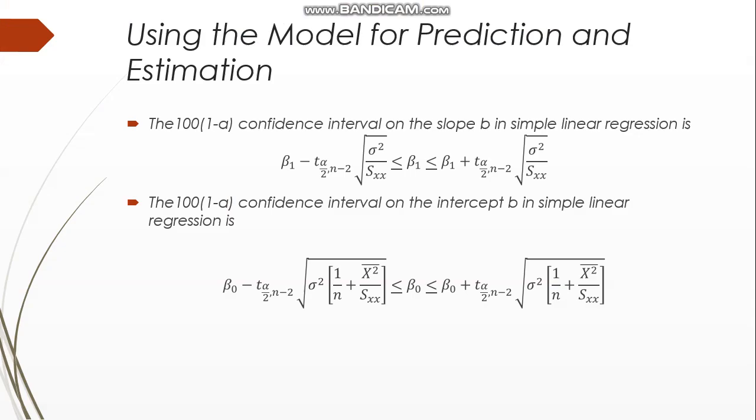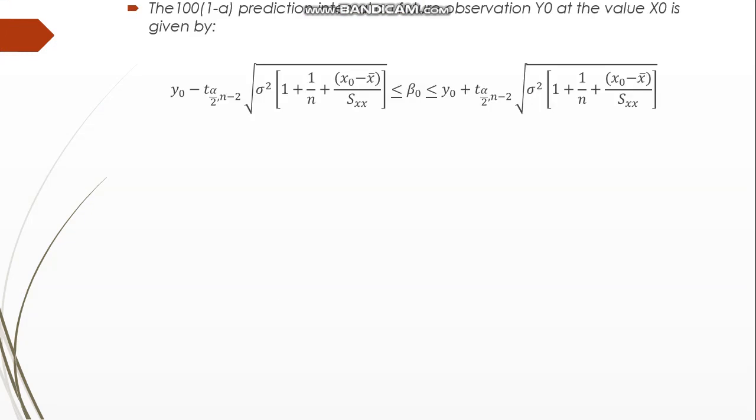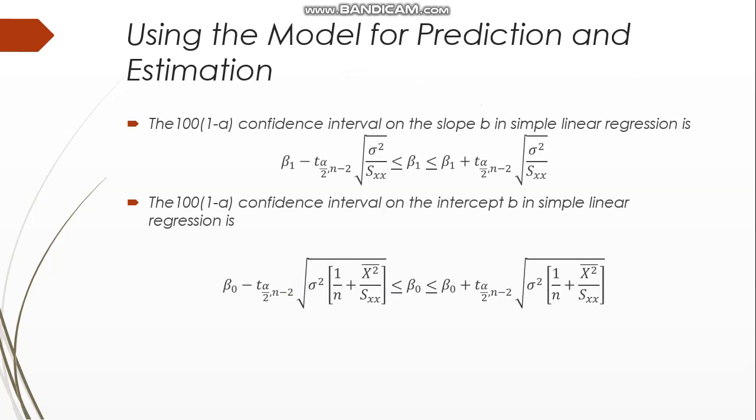Okay, the last topic is using the model for prediction and estimation. Okay, here is the formula for confidence interval for estimation, and it is the formula for prediction interval. As you can see, there are two formulas in confidence interval for estimation. The first one is used to find confidence interval on the slope b, while the second one is used for confidence interval on the intercept b. Now let's jump to the example.